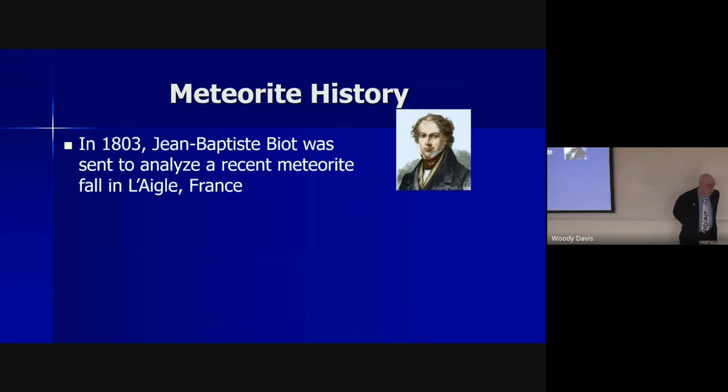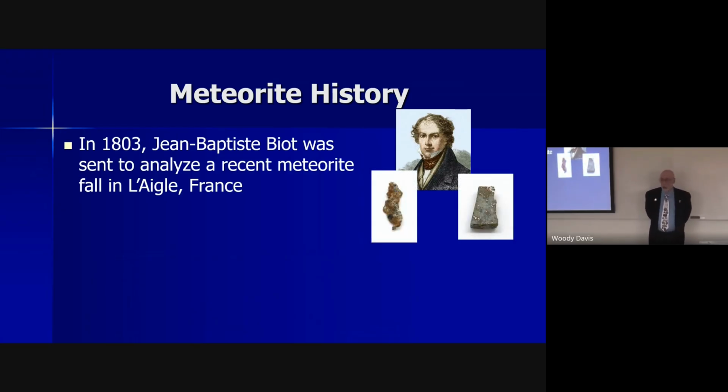So in 1803, a French scientist was sent to analyze a recent fall in France near a place called L'Aigle, the Eagle. And he brought with him a piece of a previous fall called Barbotan, which is the one on the left. And he interviewed all sorts of people from all walks of life and found that they told similar stories about the witnessed fall. And he gathered up pieces and found where they were located, what we call a strewn field. And he concluded that meteorites did come from outer space.